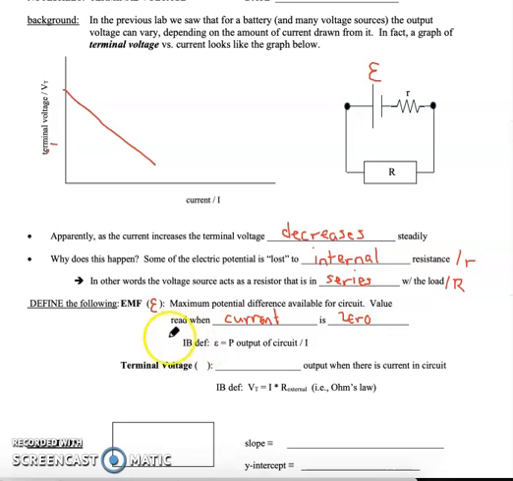Now, there's an IB definition of EMF, which is always based on equations, and that's power output divided by current. So if we know that the power output is equal to the overall voltage multiplied by current, then we can redefine EMF as the ratio of those two. I'm just throwing it in there to be thorough.